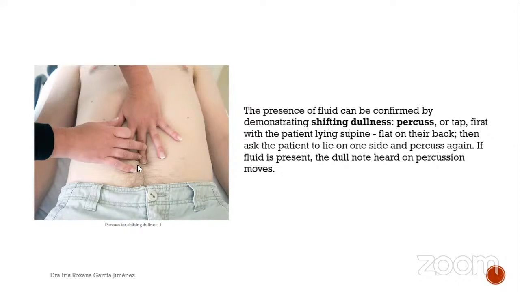Here we describe how to develop a maneuver. We all know how to do this. The patient must be lying in supine position and flat or tilt back. And then we ask the patient to move to a side and percuss again. If the fluid is present, the dullness heard on percussion moves. The fluid gets displaced when the patient moves to a side.